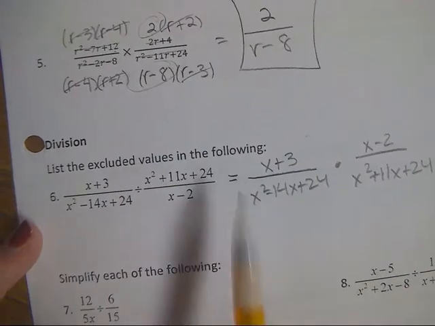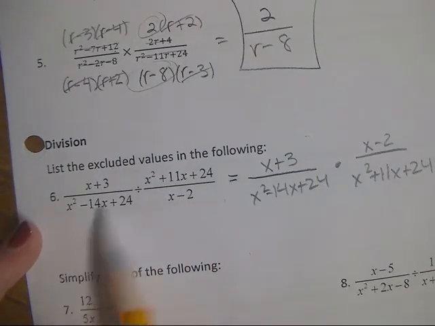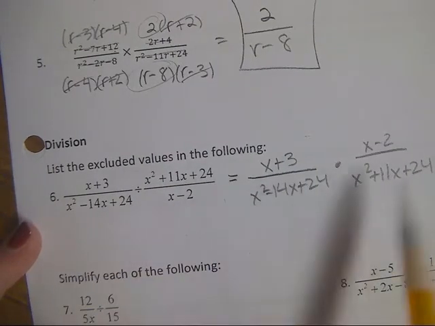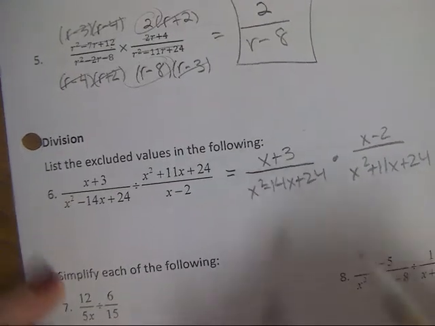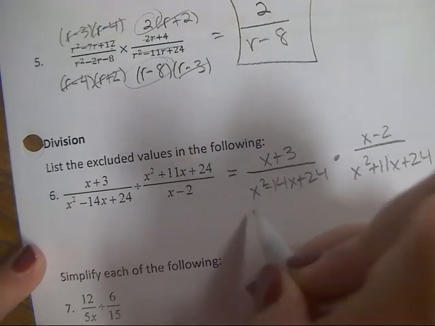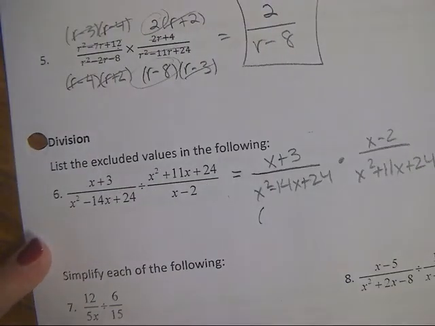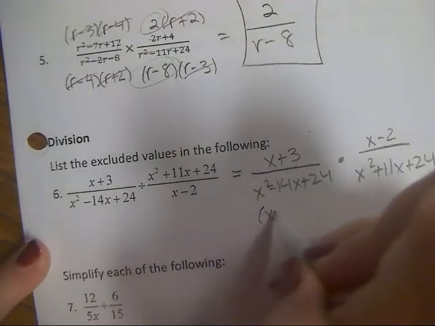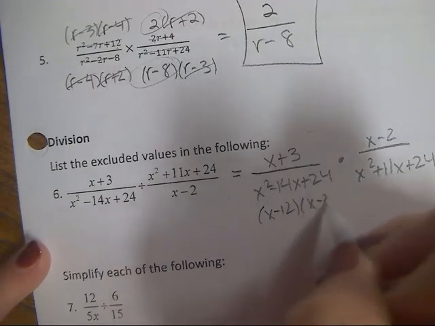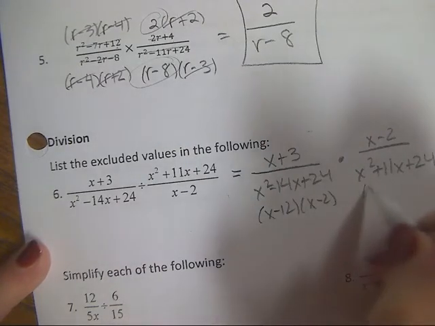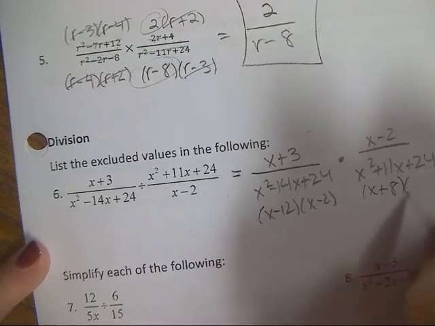See that? So, denominator, denominator, and also this denominator. Let's factor this one. Multiplies to give me 24, adds to give me 14. It's going to be a 12 and a 2. So x minus 12, x minus 2. This one is going to give me x plus 8 and x plus 3.